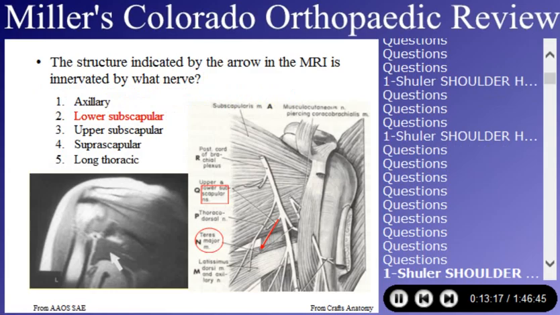This is a great test question. This one I had trouble with. The structure indicated by the arrow in the MRI is innervated by what nerve? First you have to guess what structure it is. Then you have to guess what nerve. It's the lower subscapular nerve because it's the teres major that they're pointing to. Teres major muscle, lower subscapular nerve.